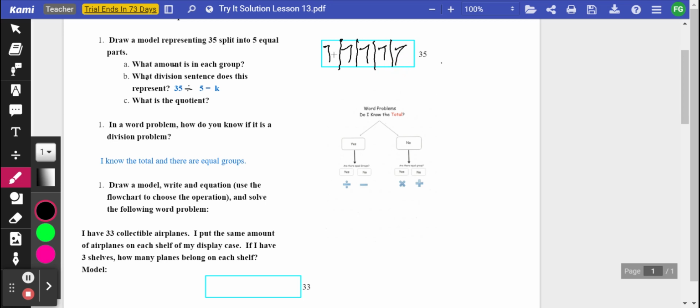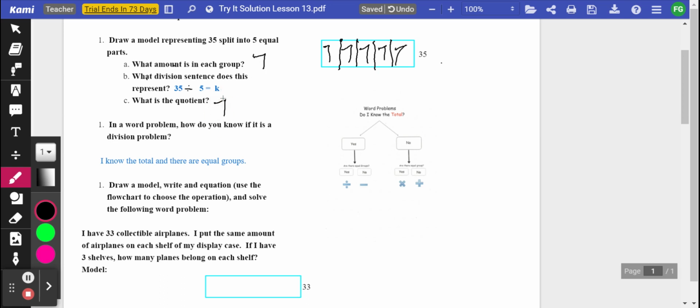And you can try 7 times 5, is that 35? Yeah, because I know my multiplication facts, it is. I could also have added them. 7 plus 7 is 14, plus 7 is 21, plus 7 is 28, plus 7 is 35. So at any rate, the amount in each group is 7. So if I wrote that as a division sentence, it would be like this with a variable: 35 divided by 5 equals k. If I wrote it knowing that answer, the quotient, the answer is 7.